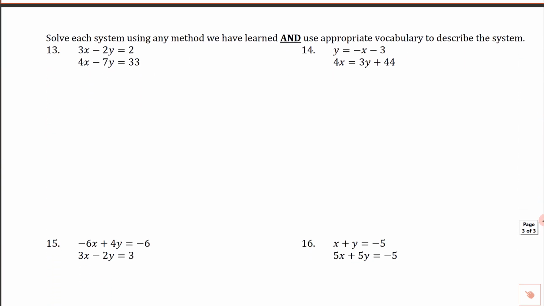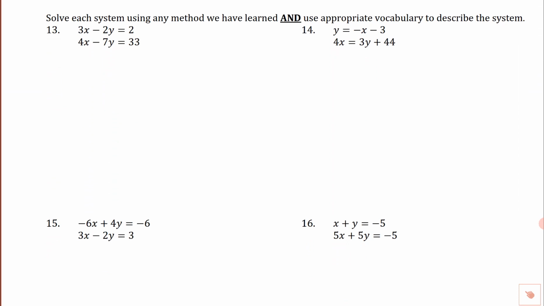So let's take a look at this last page. On this last page, the instructions are slightly different. It says solve each system using any method we've learned. So you get to choose whichever one you like the best or whichever one's appropriate. And then we also want to make sure we use the appropriate vocabulary to describe the system. So that's going to be that whole consistent and dependent, consistent and independent, inconsistent, that sort of thing.